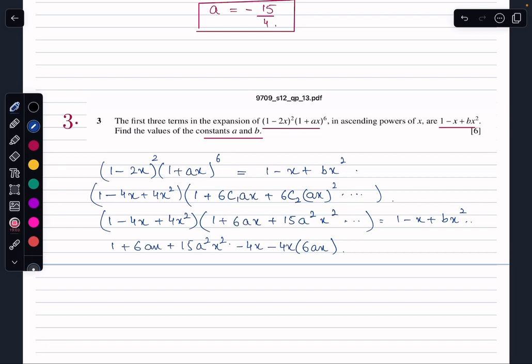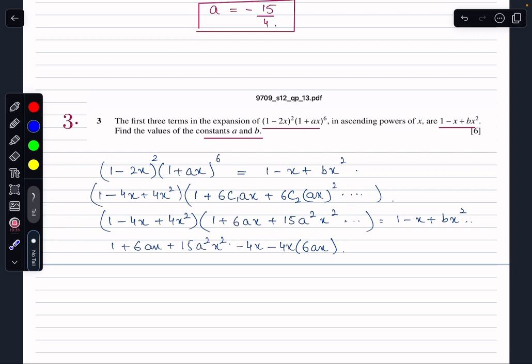And then what I can see here is that if I multiply this negative 4x by 15a²x², I shall be getting an x³, which we do not want in the expansion to find the values of a and b. So here I should be ignoring the third term expansion with negative 4x, and I should just be doing the expansion with negative 4x times 1 and negative 4x times 6ax.